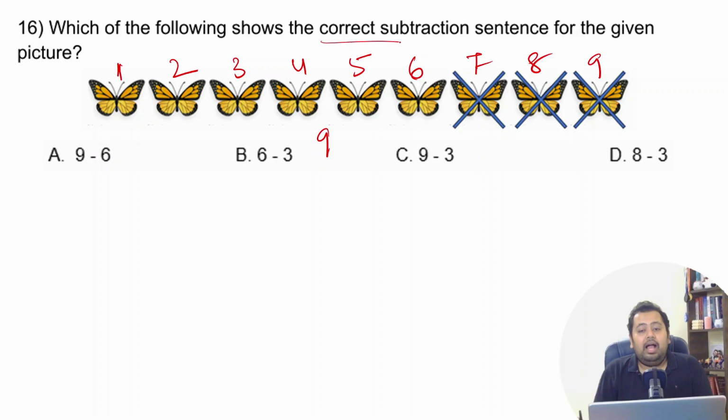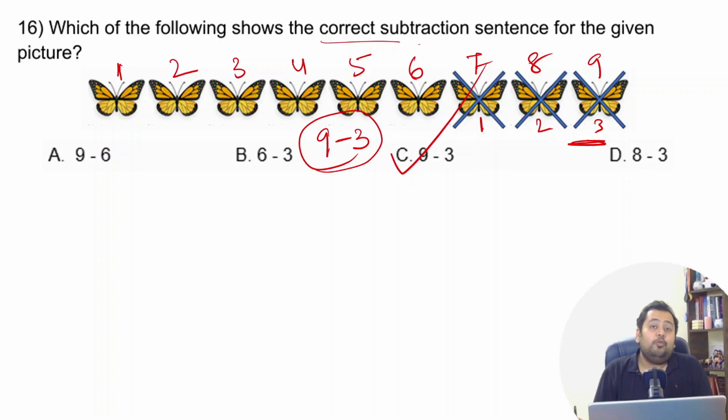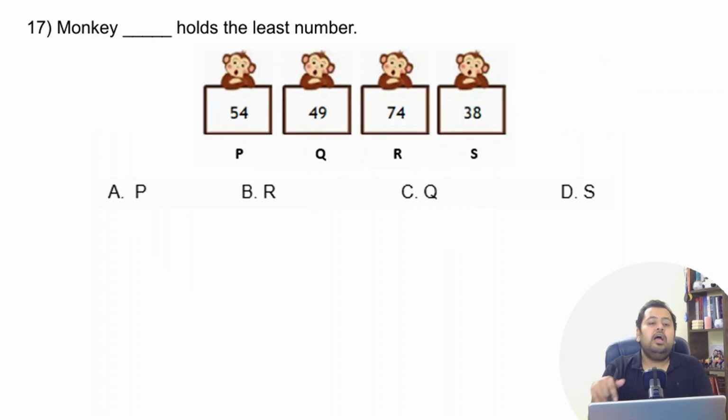How many of them are cancelled out? That is one, two, and three, right? So three have been cancelled, three have been subtracted, right? So the correct sentence is 9 minus 3, which is option number C. I hope you got it correct. If you did, give yourself a star. And we move to question number 17.